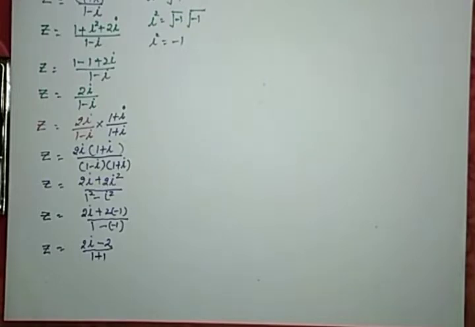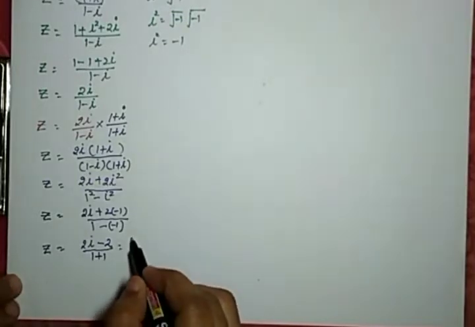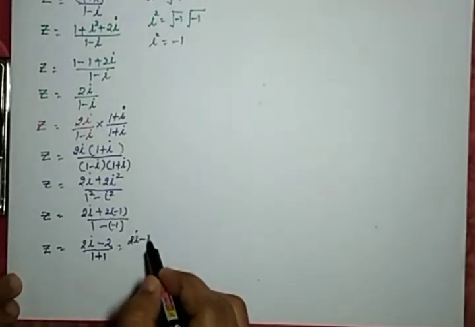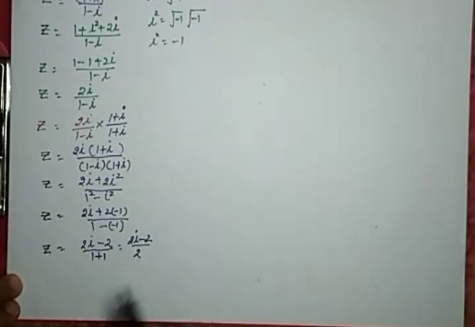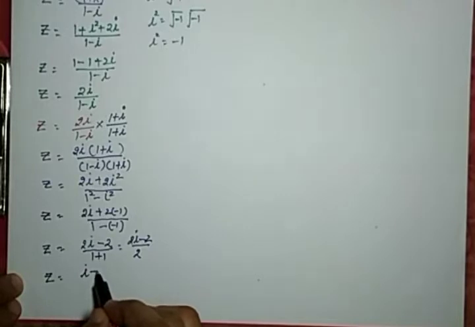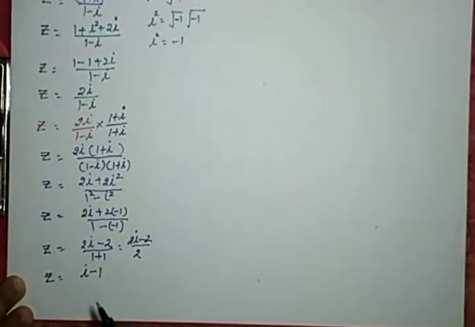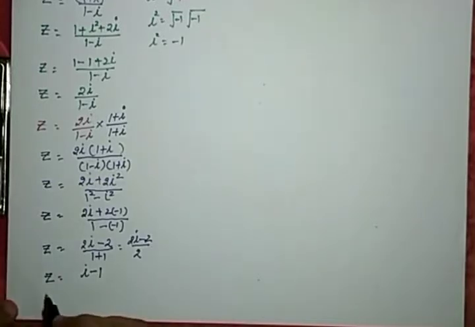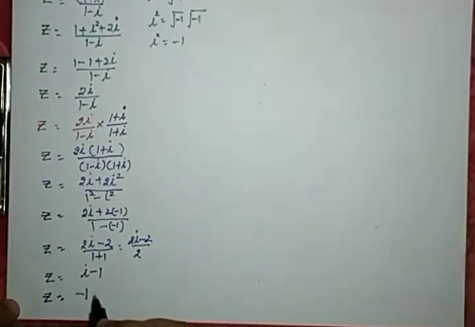So 1 plus 1, 2. So z is equal to (2 iota minus 2) upon 2, or now you can write it as iota minus 1. But we are used to writing the real part first, imaginary part afterwards. So let us express it in that standard form. z is equal to minus 1 plus iota.